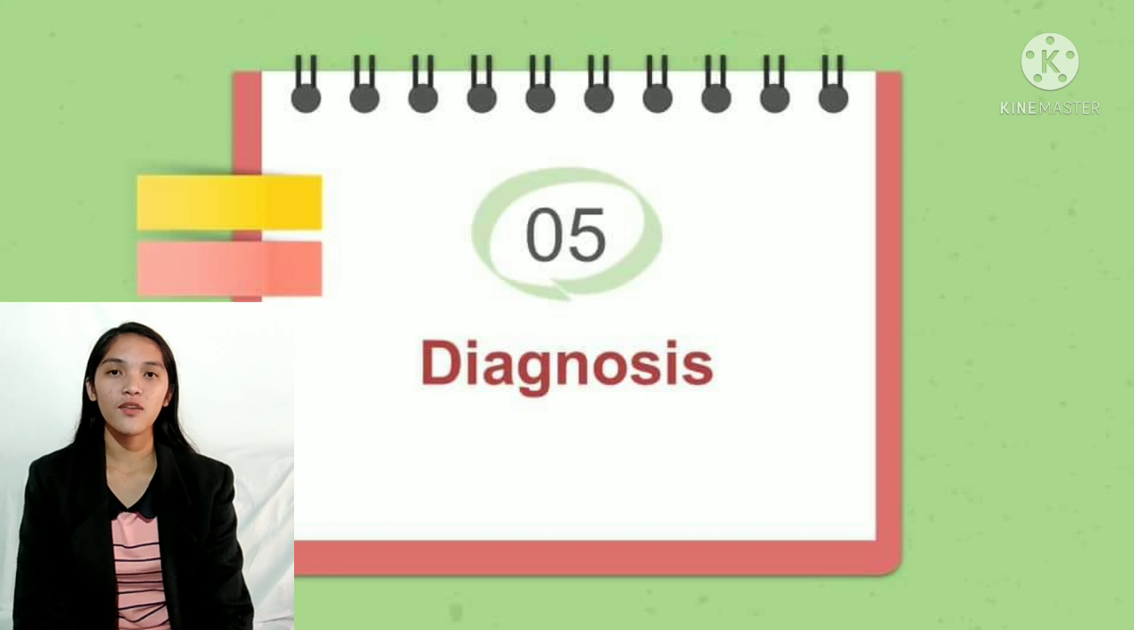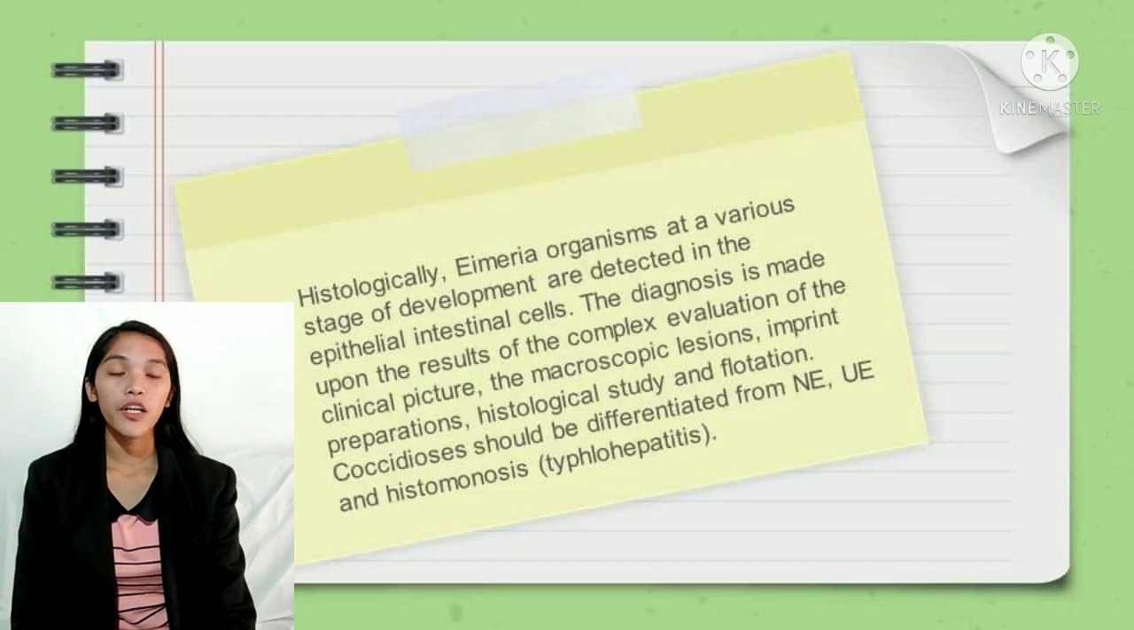Diagnosis of coccidiosis. Histologically, Eimeria organisms at various stages of development are detected in the epithelial intestinal cells. The diagnosis is made upon the results of a complex evaluation of the clinical picture, the microscopic lesions, imprint preparations, histological study, and flotation. Coccidiosis should be differentiated from NE, UE, and histomonosis or typhlohepatitis.